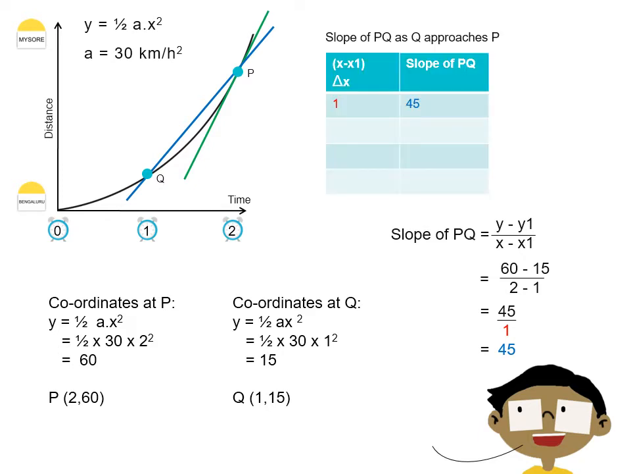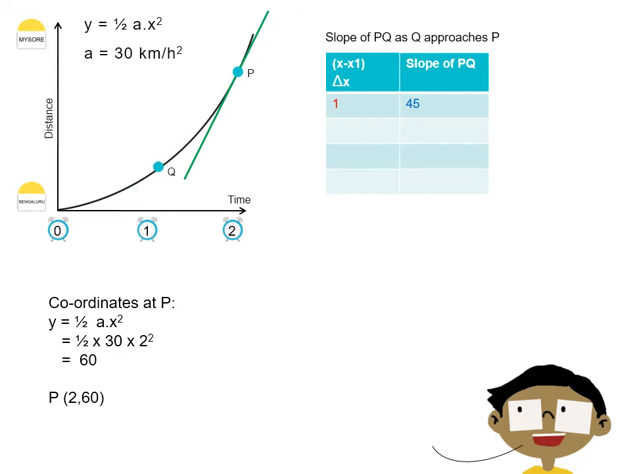Now let's plot a table of delta x and the slope of PQ. So when our first value, when delta x is 1, slope of PQ is 45. Now what we wanted was the slope of the tangent, the green line. What we have is slope of the secant, which is not good enough. So let's move our secant a little bit closer to the tangent. Let's say we bring Q halfway to where x is 1.5. Now let's work out the coordinates at Q.